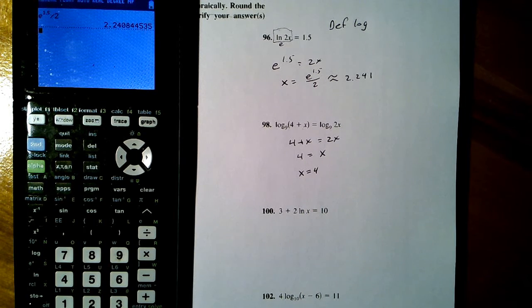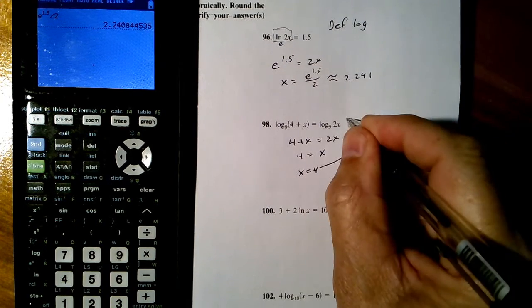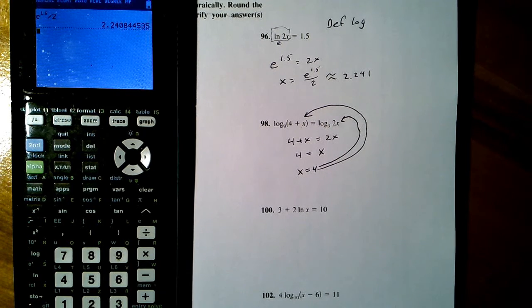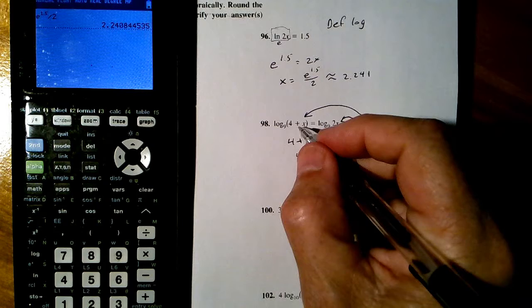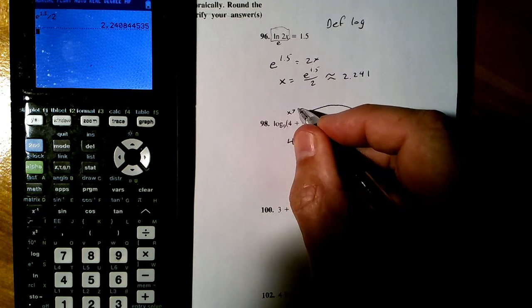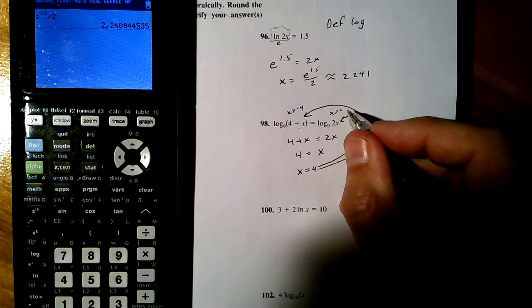Now, you do not have an option. You have to check this. Can I put 4 here, and can I put 4 here? In fact, we probably should start off by saying, hey, what's our domain here? In this case, x has to be bigger than -4. In this case, x has to be bigger than 0.